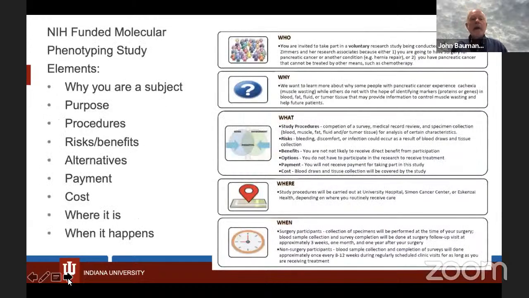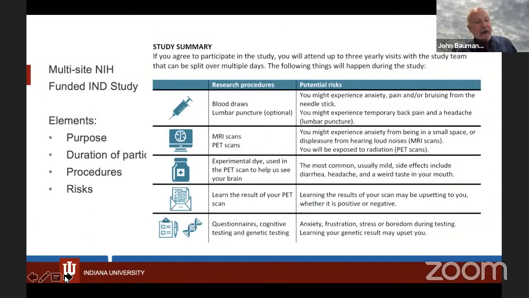Another one was for an NIH-funded molecular phenotyping study. And here is why are you a subject, the purpose, the procedures, the risks. And again, it's trying to present them in a way that is both visually satisfying, but also visually illustrative as to what's going to happen, what the subject is going to experience, and what's going to happen with whatever they provide to the researchers. Here's another one for a multi-site NIH-funded study. Again, blood draws, scans, what are the research procedures and what are the risks?